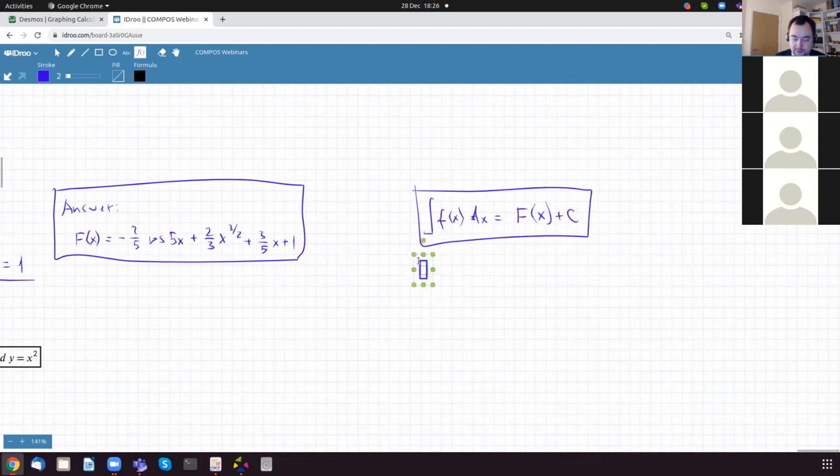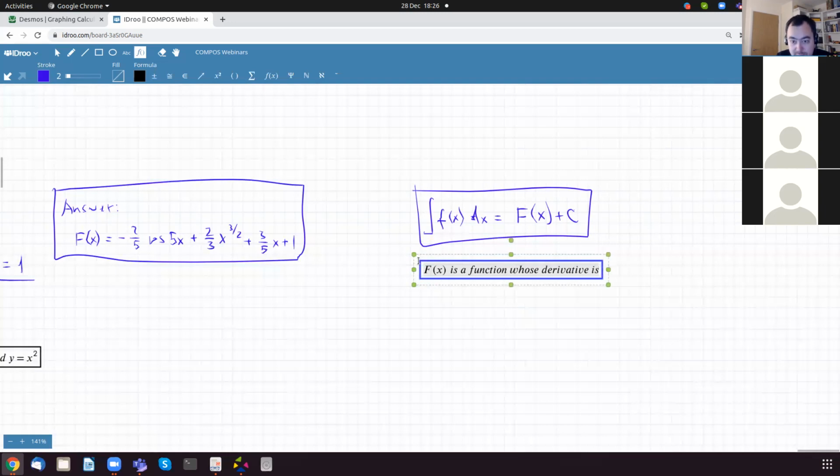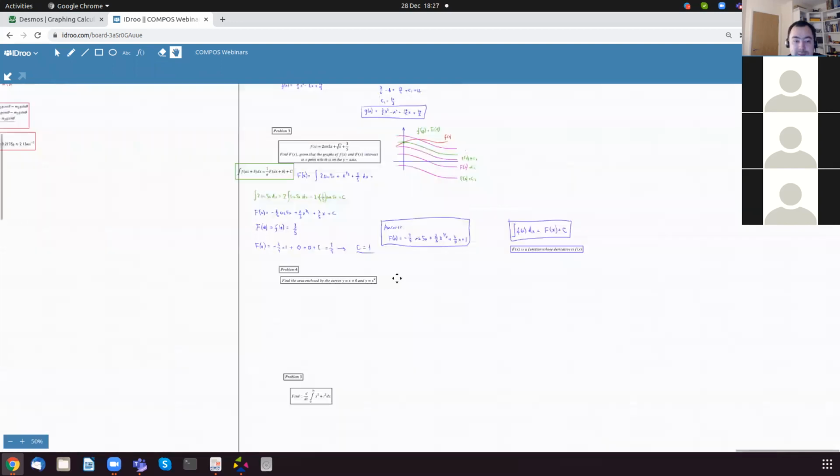Let me write this down. F of x is a function whose derivative is f of x. And there are infinitely many of those functions, because adding c does not change the derivative. There are infinitely many functions in the form F of x plus c. Okay, so hope that makes sense.